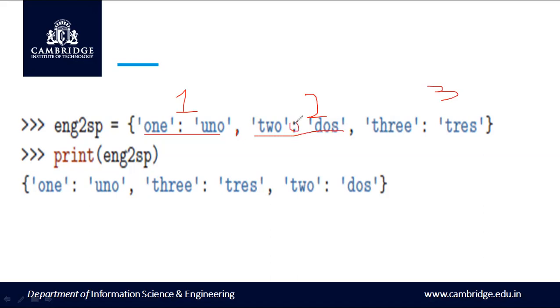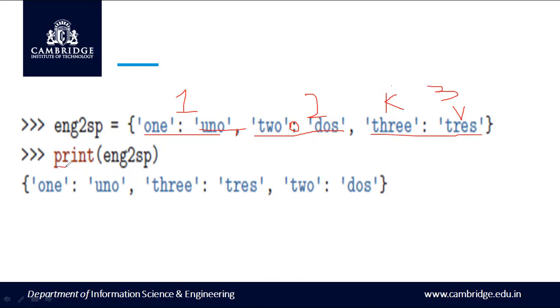So with a colon, and this is distinguished with a comma. Here you can see the third key value pair. This is the key and this is the value, 3 tres. So this is an English to Spanish dictionary. That is why we have included these key value pairs where the key defines the English word and the value defines the Spanish meaning of the English word.